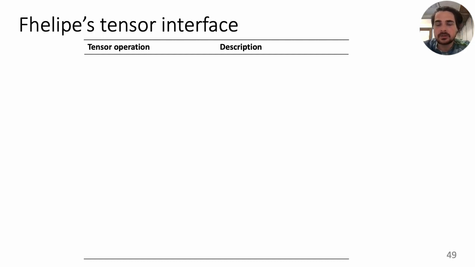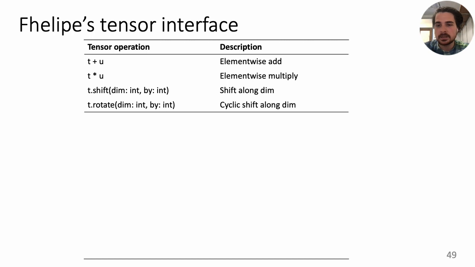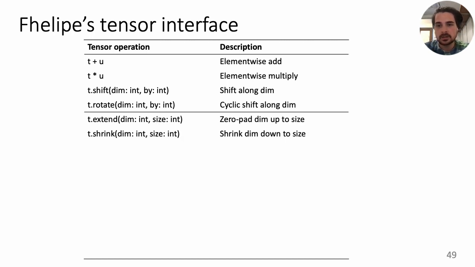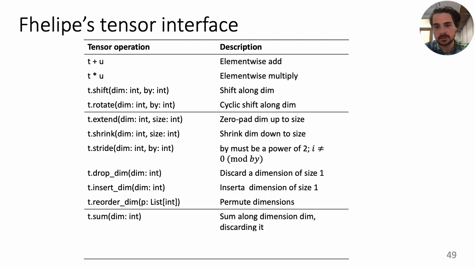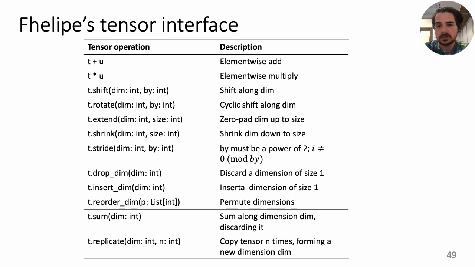Okay, so which tensor operations does Felipe support exactly? Here's a list. Felipe supports element-wise tensor adds and multiplies, cyclic and non-cyclic rotations of tensor elements along a dimension, extending and shrinking tensors, striding tensors, dropping and inserting dimensions, reordering dimensions or transposing, summing all elements along a dimension, and replicating a tensor multiple times along a dimension. So much better, much more expressive than what FHE itself gives us, no?